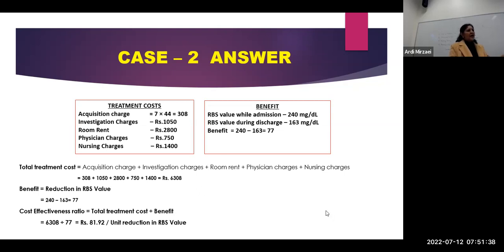So this is the answer. If you add everything, now total treatment cost would be rupees 6,308. And the benefit is 77. So cost effectiveness ratio is 6308 divided by 77. So 81.92. So this is costing you 81.92 for unit reduction in the RBS value.